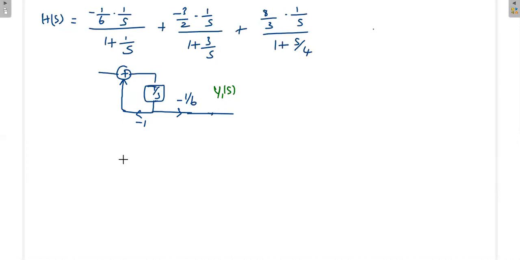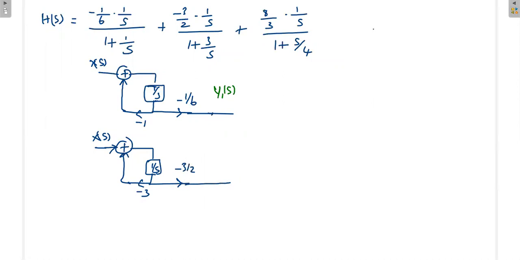Now again, this is input X(s). Then the next one: input X(s) is coming. Again, use the integrator, multiply with the variable. What is that coefficient? 3, that means minus 3. Again, close the loop, then take the tapping from here. What is the coefficient here? Minus 3 by 2. Use it as it is, minus 3 by 2, then this is Y2(s).